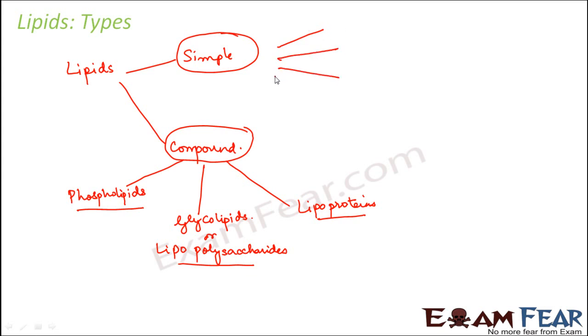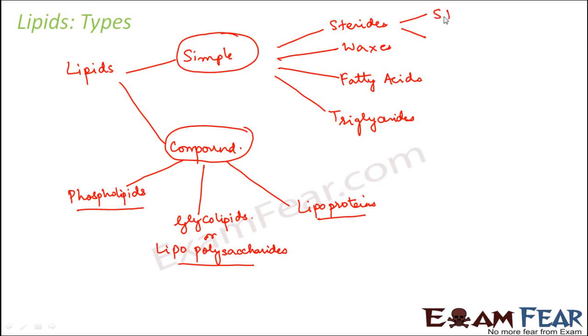Under simple lipids, you have the following types. The first type would be triglycerides. One type would be the fatty acids, waxes, and steroids. So these are the types of simple lipids. The steroids can further be classified into two types, that is sterols and steroid hormones. When I talk about steroid hormones, I'm talking about hormones like progesterone and testosterone. When I'm talking about sterols, I'm talking about something like cholesterol. So they are all pure lipids.